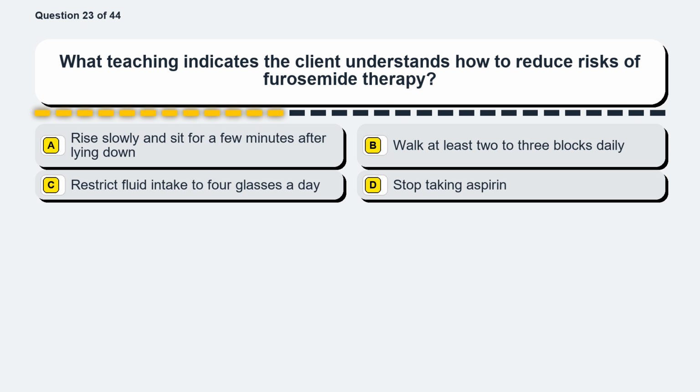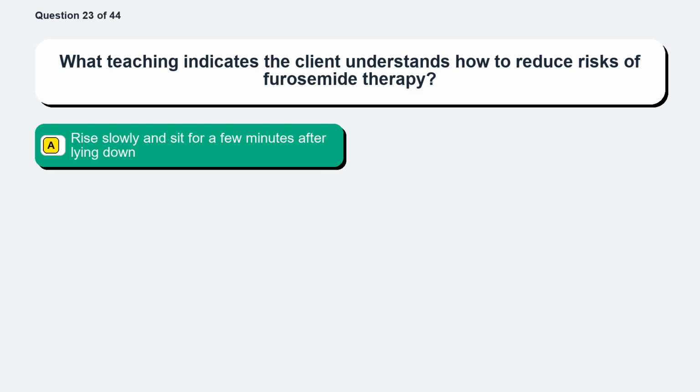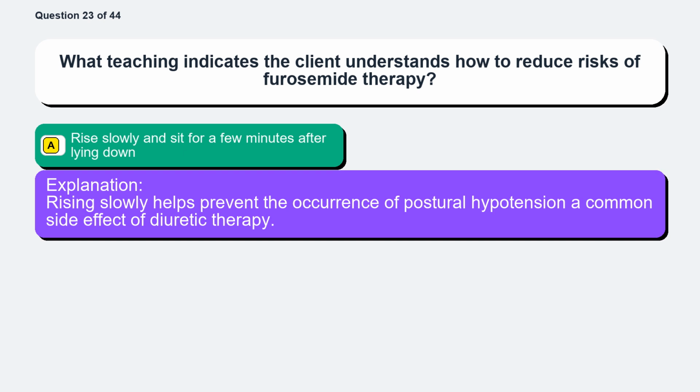Option A, rise slowly and sit for a few minutes after lying down. Option B, walk at least 2 to 3 blocks daily. Option C, restrict fluid intake to 4 glasses a day. Option D, stop taking aspirin. The correct answer is option A, rise slowly and sit for a few minutes after lying down. Rising slowly helps prevent the occurrence of postural hypotension, a common side effect of diuretic therapy.